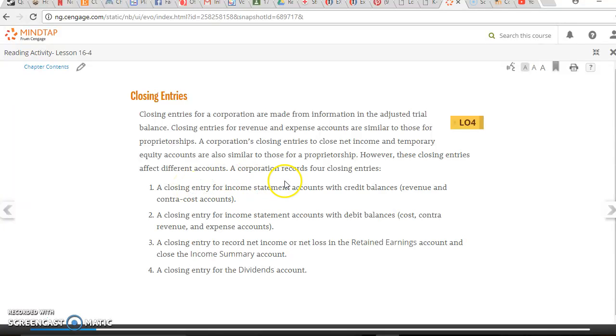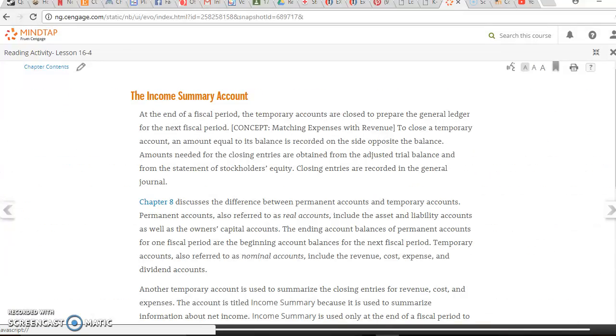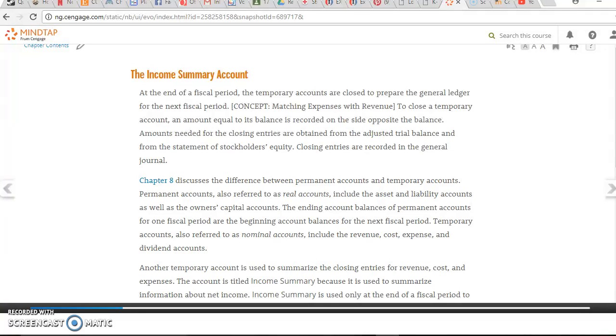We have 4 closing entries: income statement with credit balances, revenue, and contra cost accounts. Then you have a closing entry for income statement accounts with debit balances: costs, contra accounts, and expense accounts. And then you have your closing entry to record net income or net loss to your retained earnings, and then a closing entry to the dividends account. So we use an account called income summary. It's a temporary account used to close your accounts, and it will close itself out along the way.